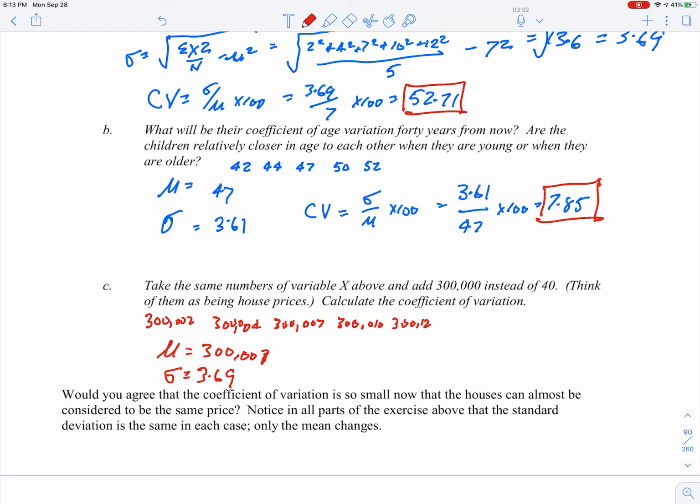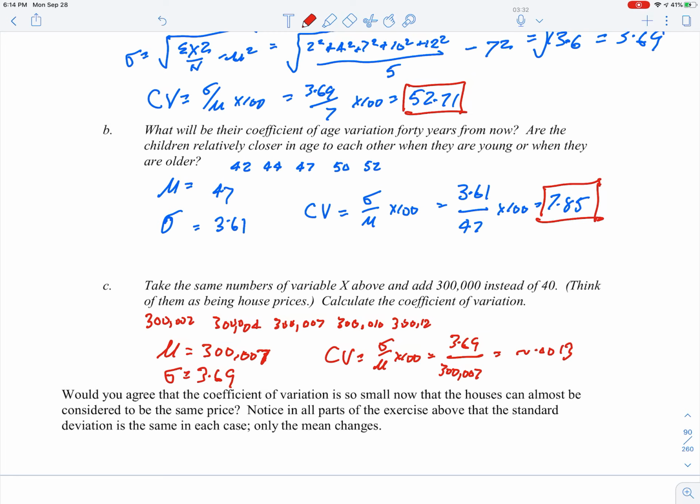What's the standard deviation? 3.69. All we've done is we've taken these kids and we've aged them 300,000 years. The absolute spread between them hasn't changed at all. So the standard deviation is still 3.69. But the coefficient of variation now is going to be sigma over mu times 100, which is going to be 3.69. Numerator is the same. Denominator is 300,007. And that's something really, really small. It's about 0.0013. And that's after being multiplied by 100. So it's really, really small.